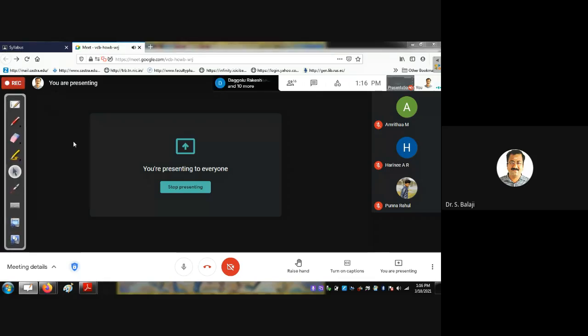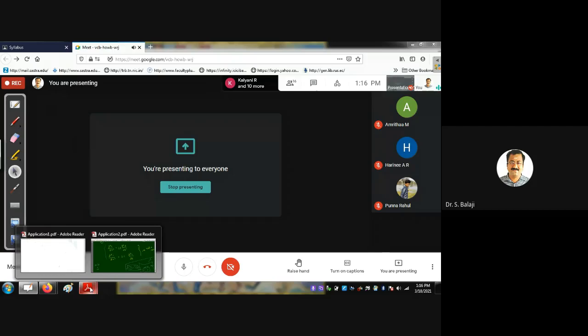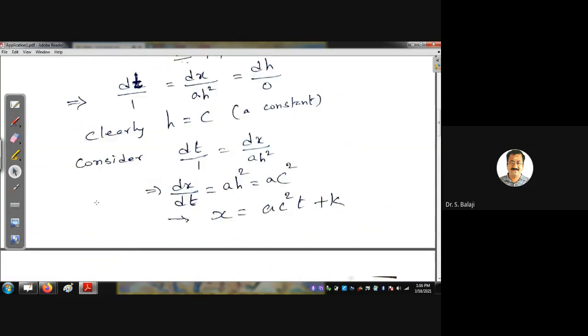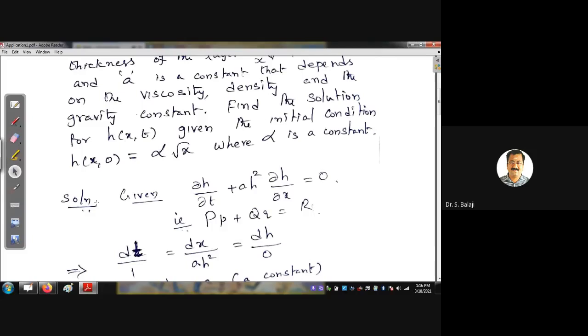Okay. Then next, we are going to see the telegraphic equation, the transmission line equation, that type of problem. Here they give an initial condition: h of x comma 0 equal to alpha root x.